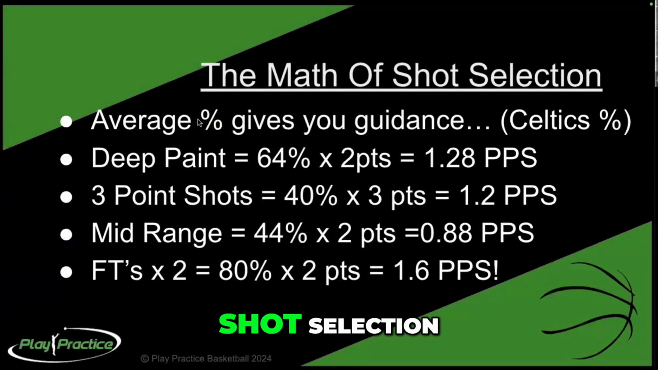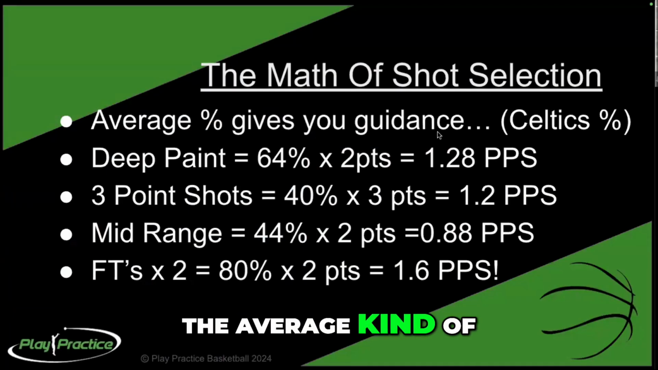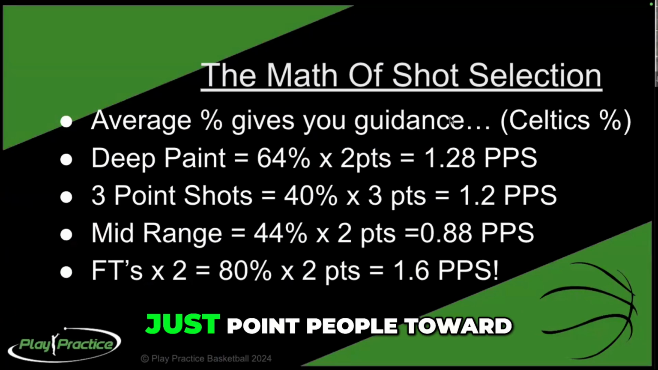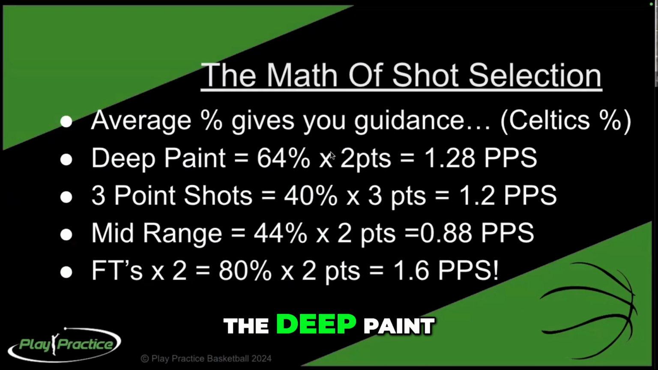So the math of shot selection again, the average kind of gives you guidance. What the Celtics average is a great metric for me to just point people toward. The deep paint again, we average 1.28. 3 point shots, if we can make 40%, we average 1.2. And mid range, 44%, we get only 0.8.